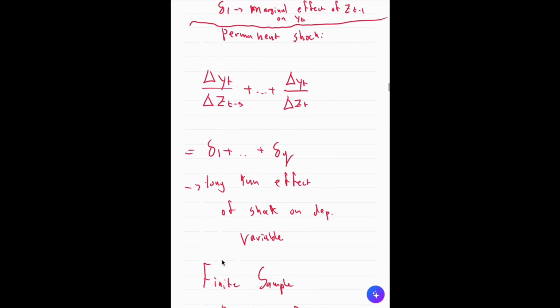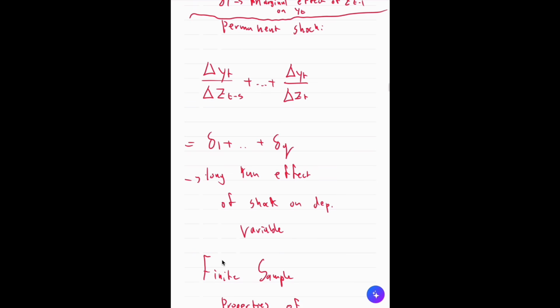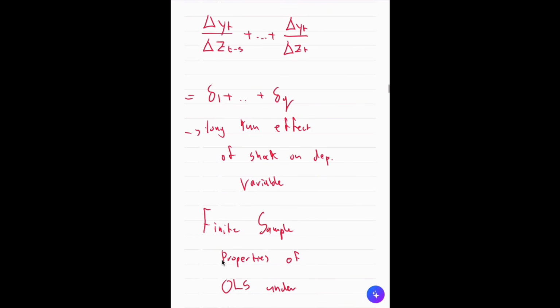And then if we do, for example, a permanent shock, so if you say the change in the dependent variable in a given year over the change in z_{t-s}, all the way, and you add them all up, you get the sum of the coefficients, and that just gives you the long run cumulative effect of the shock on the dependent variable, right?